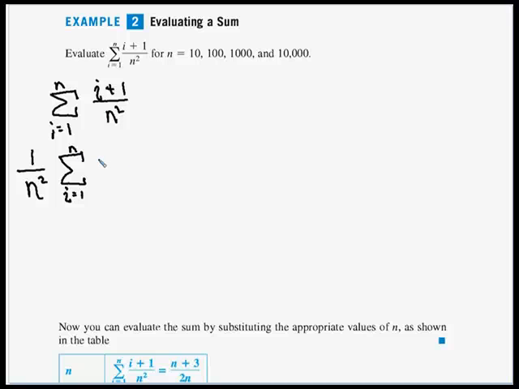Now we don't have the n squared anymore in our denominator. We pulled that out. Now we have i plus 1. So we use that constant multiple rule to pull that out front. Now we have the summation of a sum. So we're still going to have our 1 over n squared.